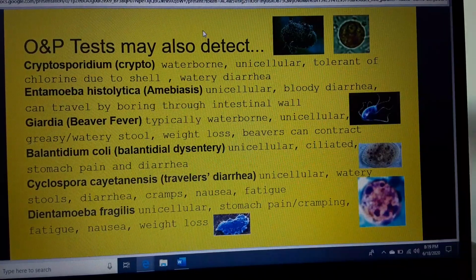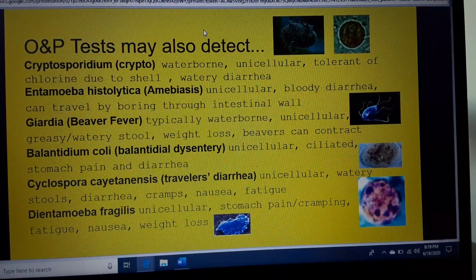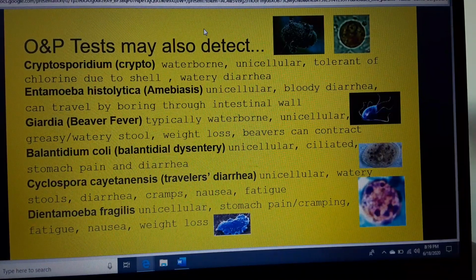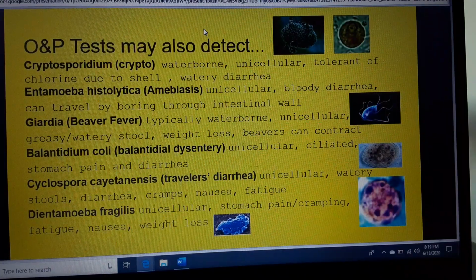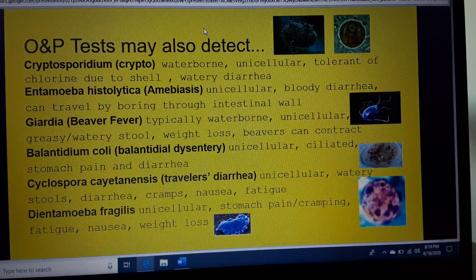There are other tests for different parasites, and some of them are listed here. Some of them you may have heard of. There's Cryptosporidium, amoebiasis, beaver fever, and traveler's diarrhea.